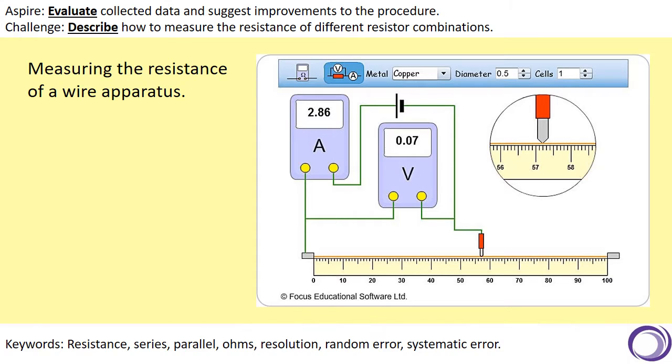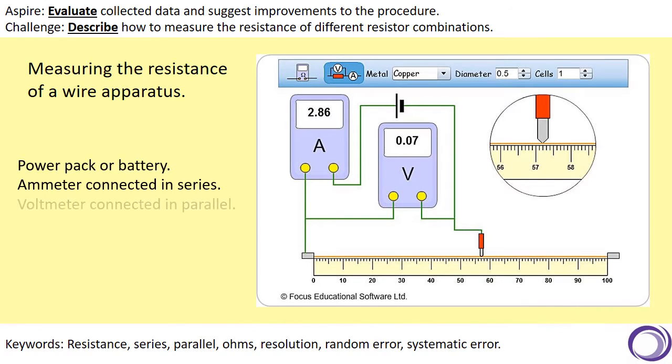This is the equipment that you will have used before to measure the resistance of a wire. So you need a power pack or a battery. You connect the ammeter in series, so the current will come out of the power pack, go into the ammeter, come out of the ammeter, then go through your wire and back round to your battery again. You've got to connect the voltmeter in parallel. So if you look at the voltmeter in that diagram, it's just connected to either side of the wire.